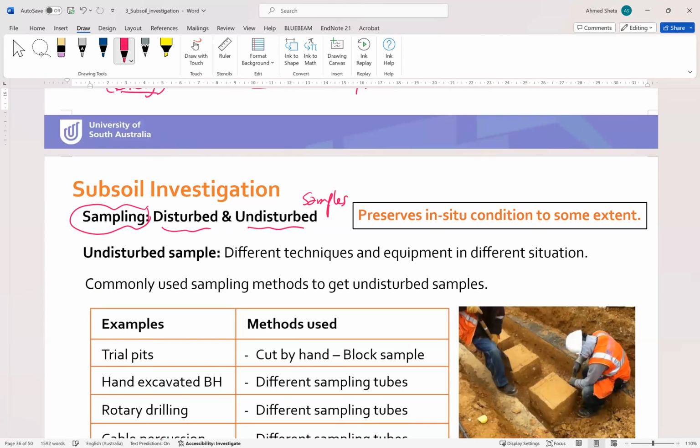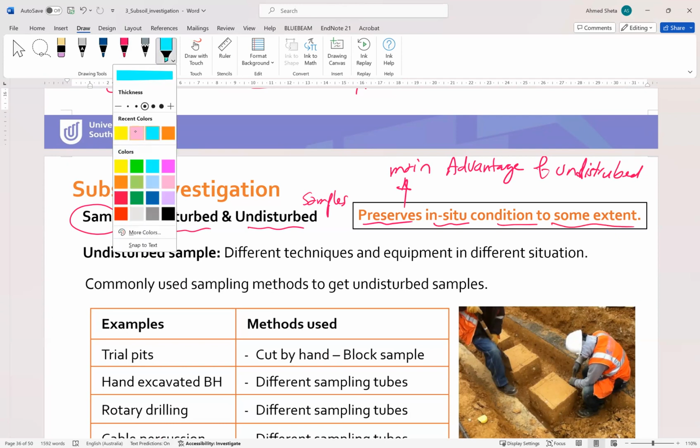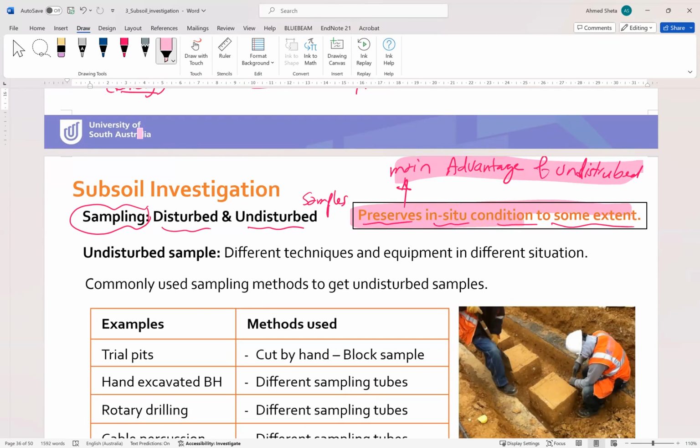The main advantage of the undisturbed sample is it preserves the in situ condition to some extent. So this is our main concern: we need the sample to preserve the in situ condition to some extent so that the test is reliable. Otherwise, the test will not be reliable because it doesn't represent the soil in the site.